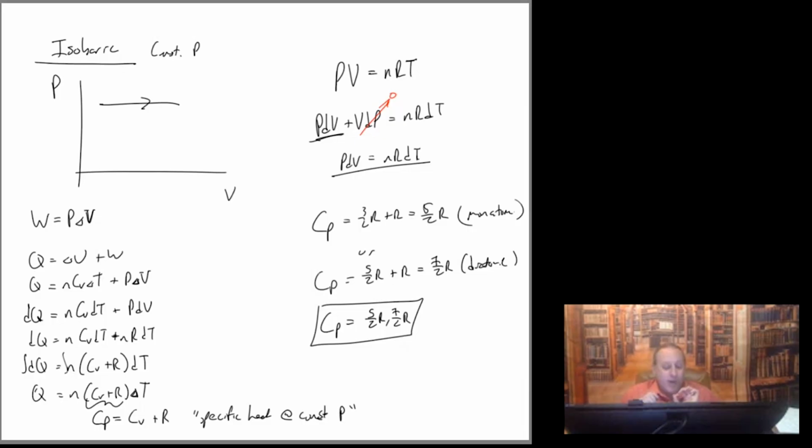However, for a constant pressure process, it's not true. Some of the heat that I put in goes to raise the temperature, and some of it becomes work. So if I want to raise the temperature by a like amount, I have to add more heat to account for the energy lost in doing work. That's why the specific heat is higher at constant pressure than at constant volume.